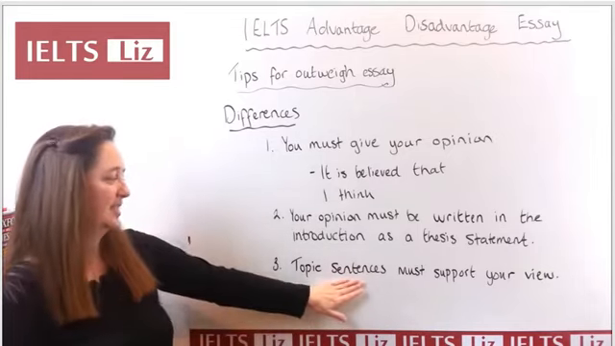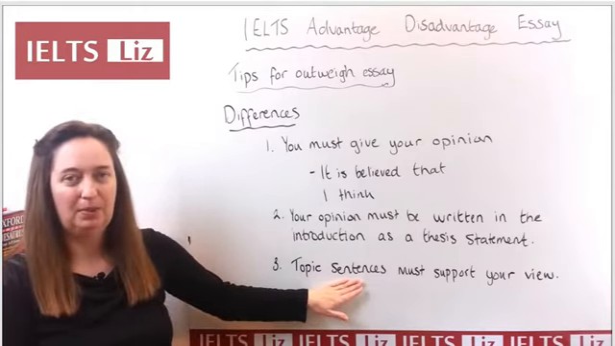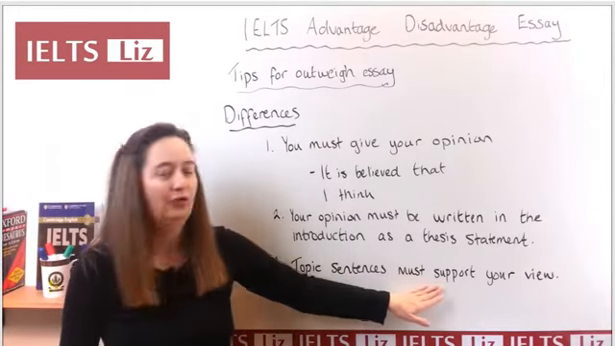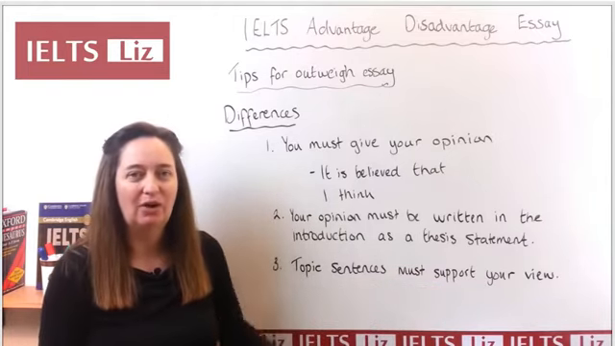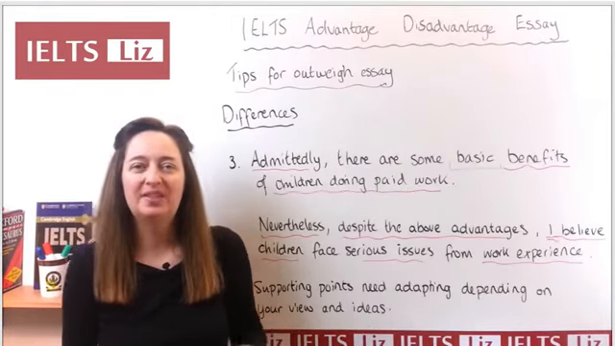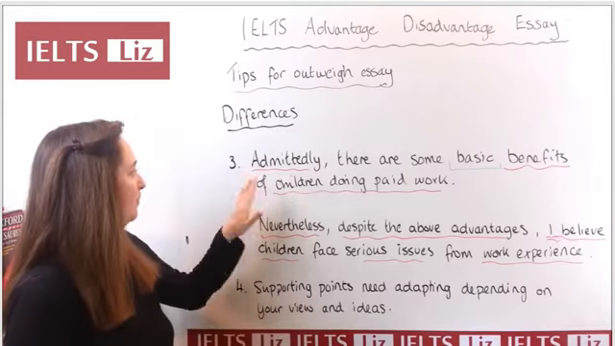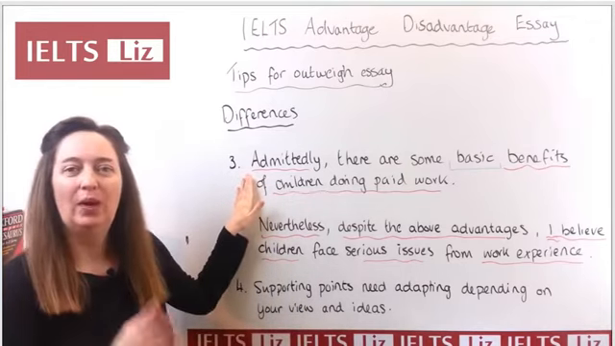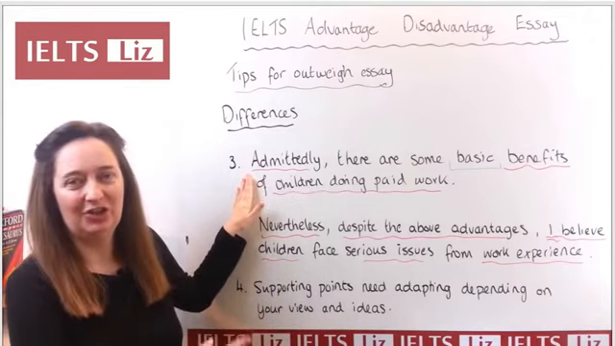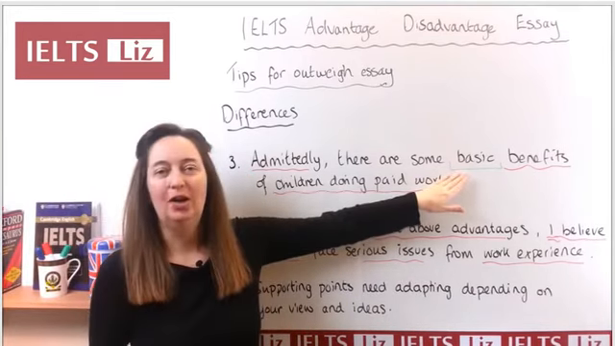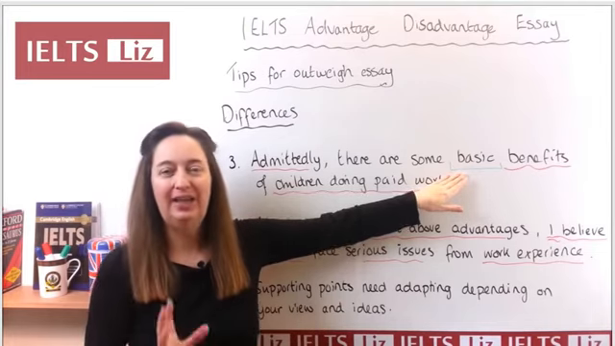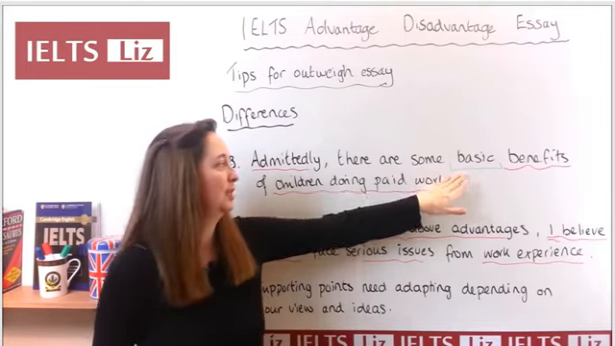Number three, the topic sentences, going to the body paragraphs now. The topic sentences, the first sentence of each body paragraph, will support your view and need to be very carefully written. So let me quickly summarise that for you. The topic sentence for the first body paragraph starts with "admittedly" when we don't think this side is very important. You can use basic or minor if it can be applied to the ideas you're using.